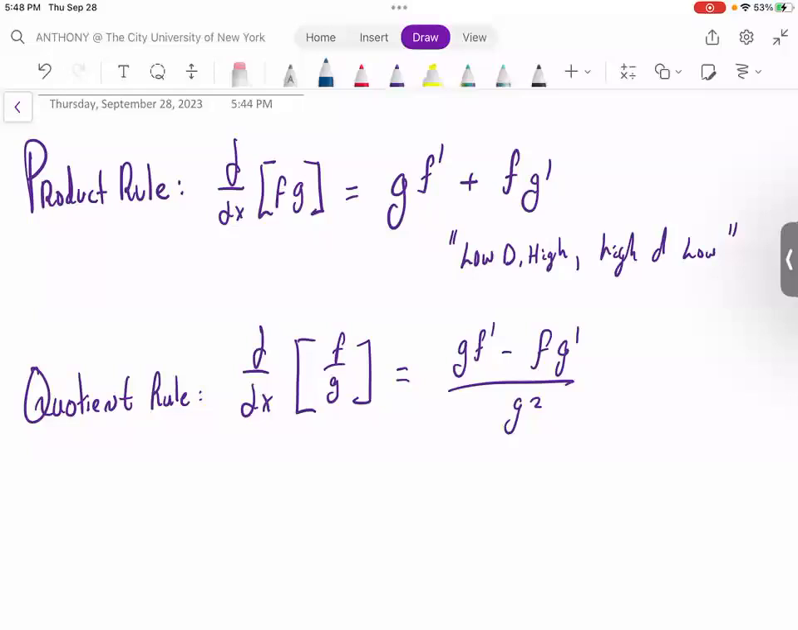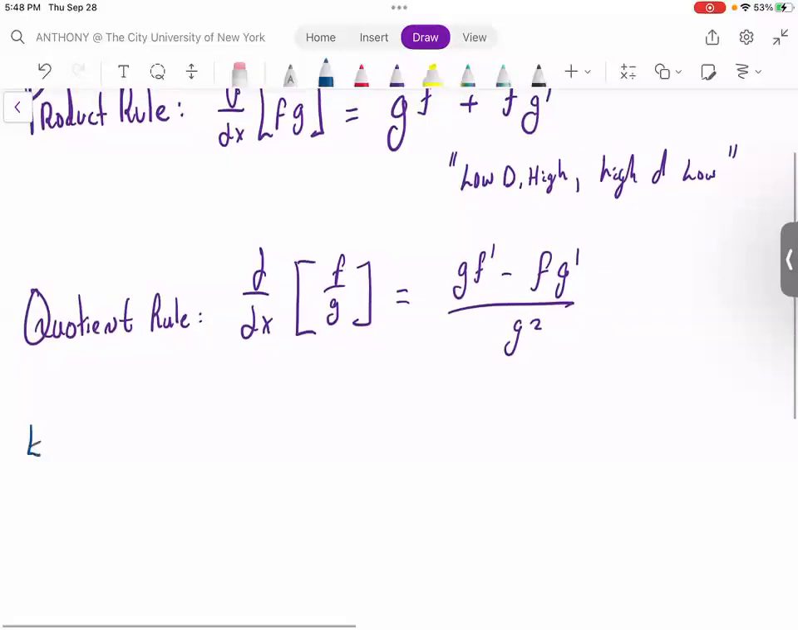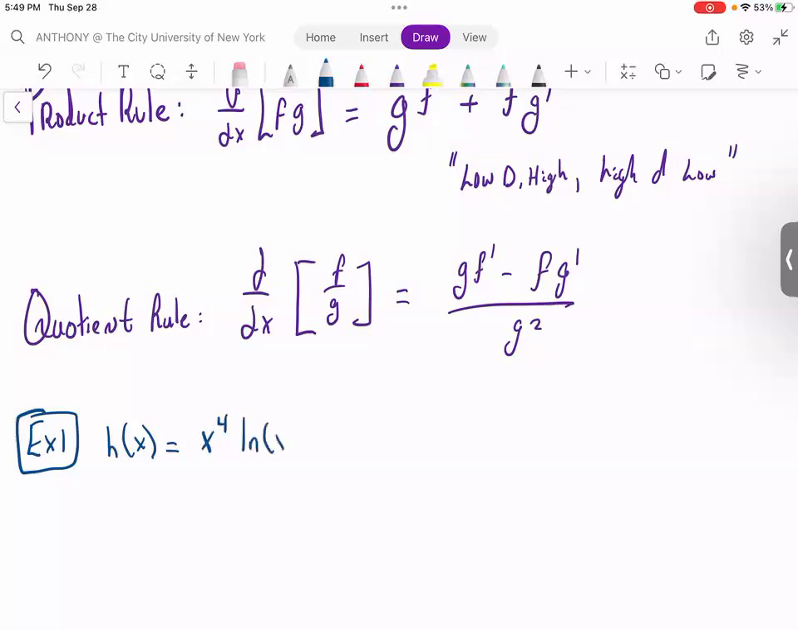Let me show you two examples. I'm going to introduce how to find these derivatives, and then maybe next week we can do some more examples. So here's my example one. Let's say I have the function h of x equals x to the fourth power times ln of x.